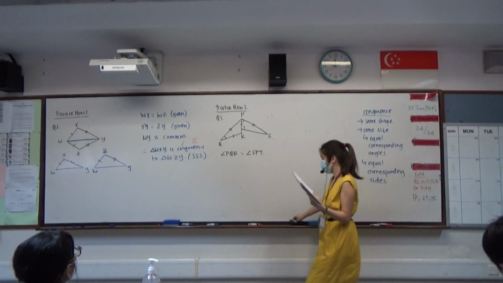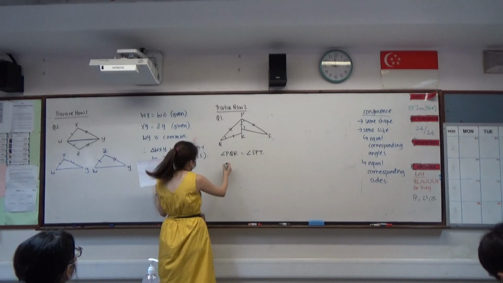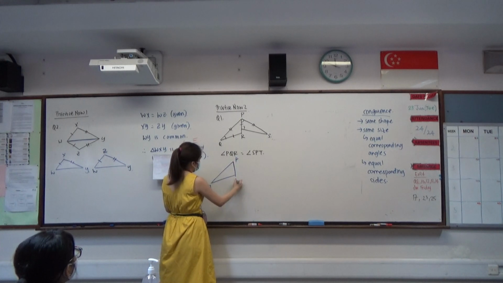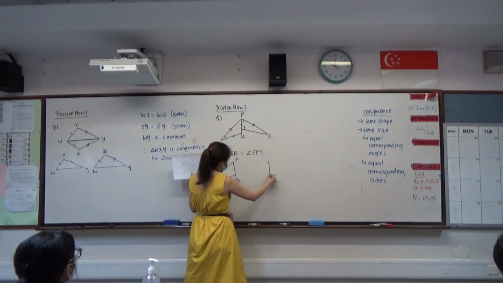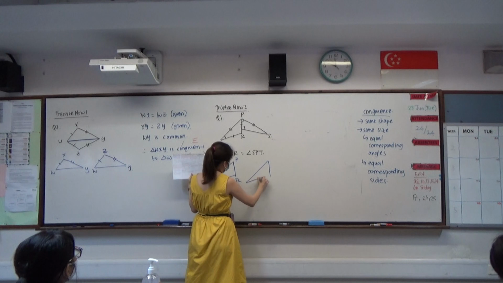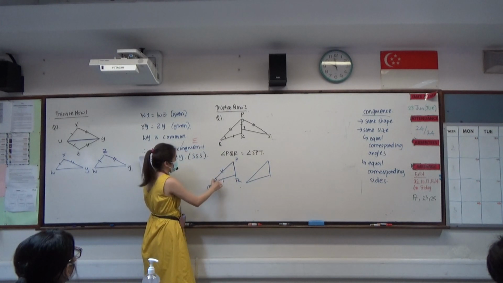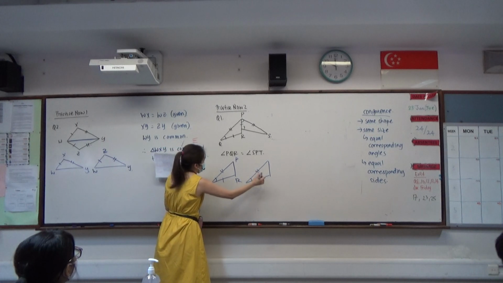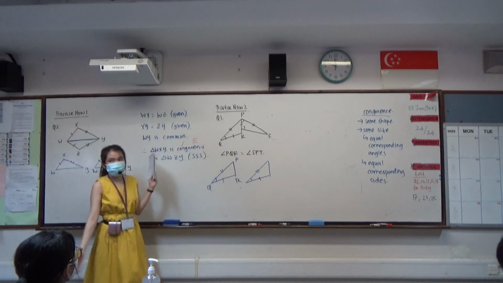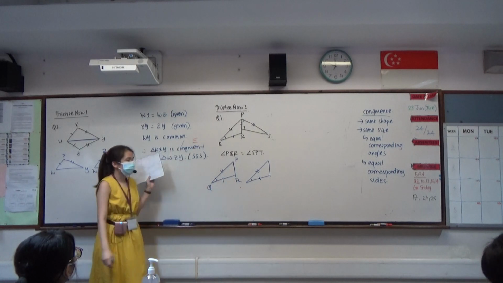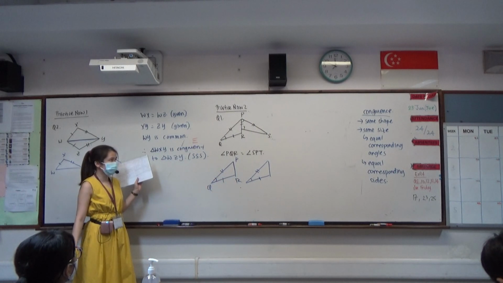So, like what I did earlier, I will do one triangle first. So PQR, and then I do another one that is of the same orientation. Then I fit in the information. Because they have to be congruent, the corresponding parts have to be equal, have to match.